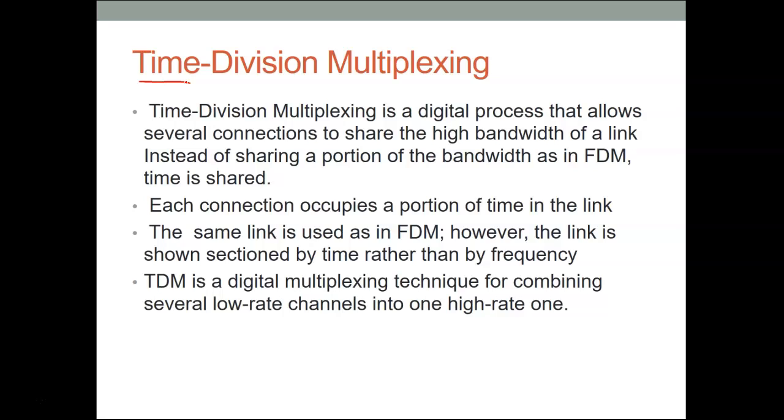We give each device or connection a specific time. Time division multiplexing is a digital process. We use it for digital signals, not for analog signals. It allows several connections to share the high bandwidth of a link instead of sharing a portion of the bandwidth. So each connection will have the entire capacity of the link.